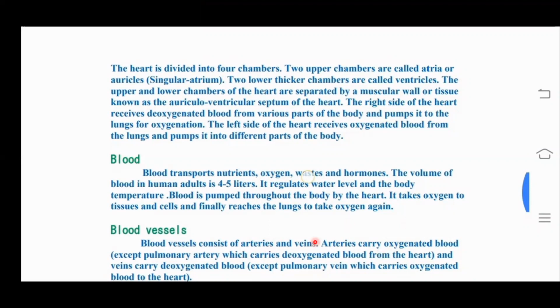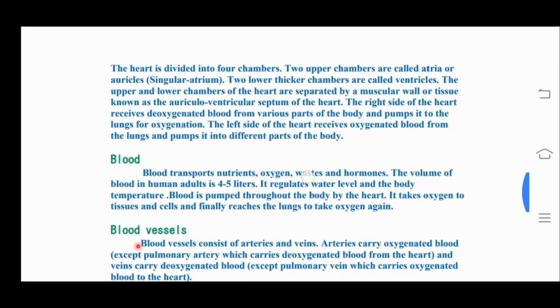This blood transports oxygen, nutrition, waste, all the things. And the volume of blood in a human adult is 4 to 5 liters. And this also regulates the temperature of the body. And this is pumped to the whole body. And it takes oxygen to tissues and cells, and finally reaches the lungs to take oxygen again.